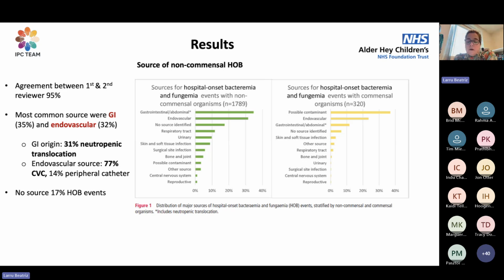Most of the common sources were a gastrointestinal source or an endovascular, and out of the gastrointestinal source, a third of them would be because of a neutropenic translocation, what would be considered a mucosal barrier injury, for example, for the CLABSI definition. And out of the endovascular source, 2/3 had a central vascular catheter. So these were the most common sources of the non-commensal hospital onset bacteremia. But it's significant to say that in approximately 17% of the events, they couldn't find the source. Neither the first reviewer nor the second reviewer could identify what the source was.